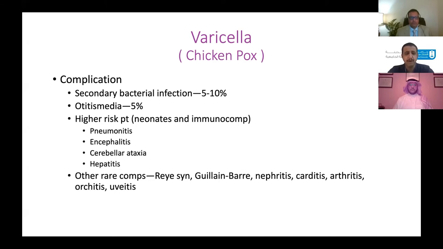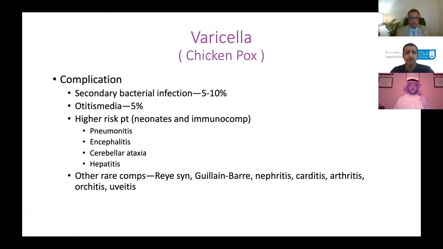High risk patients are immunocompromised patients as well as neonates, especially those whose mother had chickenpox 3 days before and 5 days after delivery, because at this critical time they will get the virus but will not get the immune response from the mother. So they will be at high risk for complications like pneumonitis. I remember one of the patients, unfortunately, died with pneumonitis from chickenpox. He was a newborn. So keep in mind that in those high risk ages and conditions, the compromised, it may be lethal.